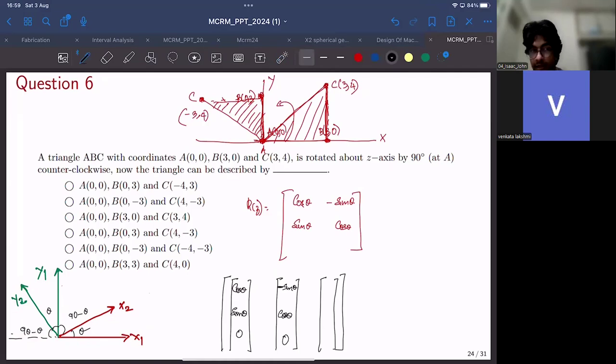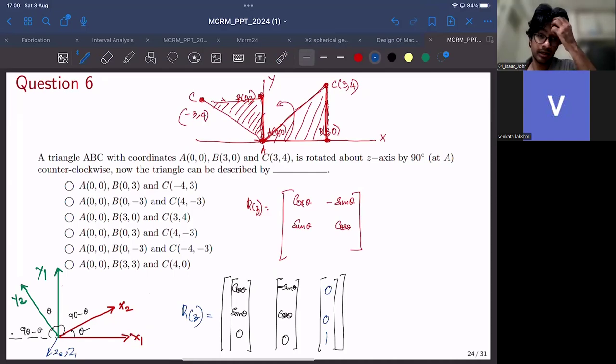Now the third column is the projection of z2 on x1, y1, z1. Since we are rotating about the z-axis, z2 and z1 will always be aligned, so it is 0, 0, 1. So this is the rotation matrix about the z-axis. Similarly, you can find the rotation matrix about the x-axis and y-axis.